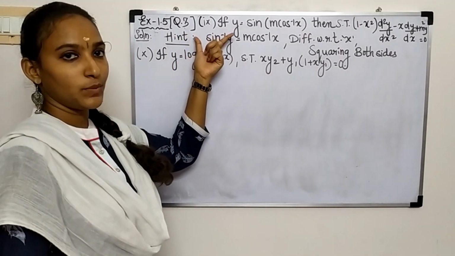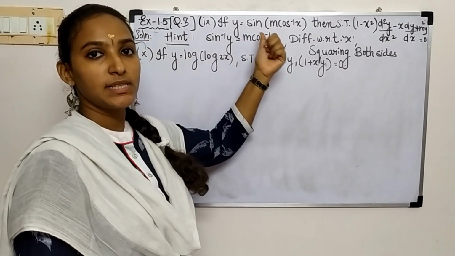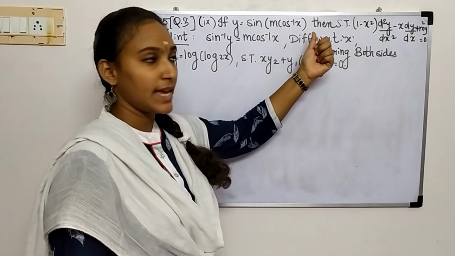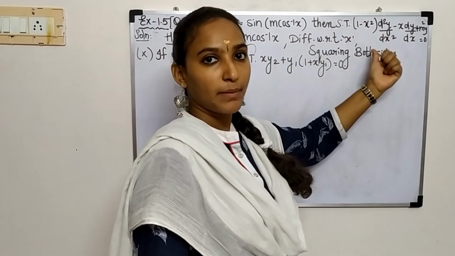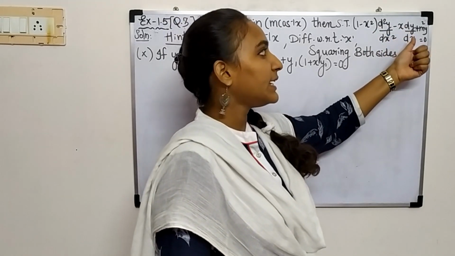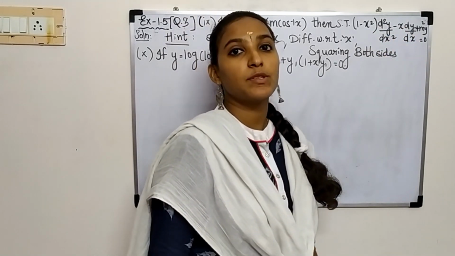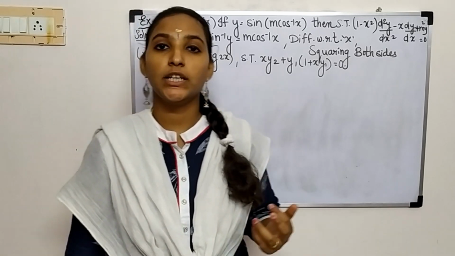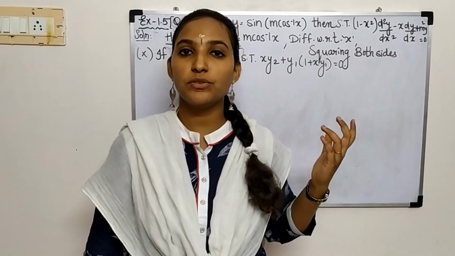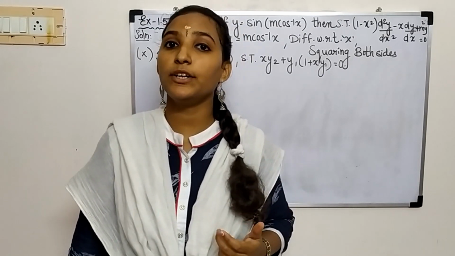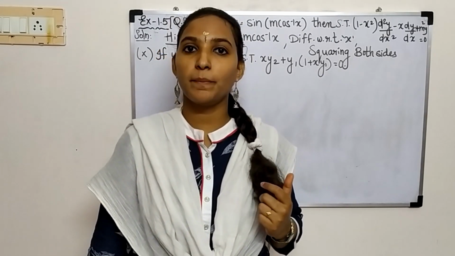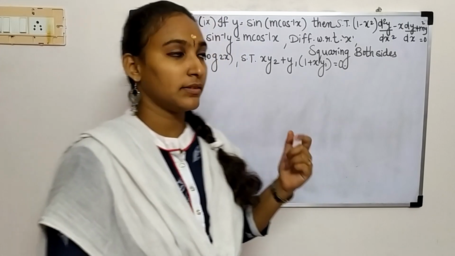So this is the 9th question. If y equal to sine of m cos inverse x, then show that 1 minus x square d square y upon dx square minus x dy by dx plus m square y equal to 0. You can easily notice that the solution is almost the same for all the questions. Just we need to modify the question properly to get our answer.